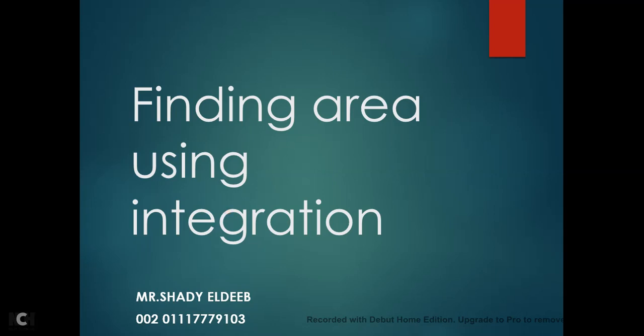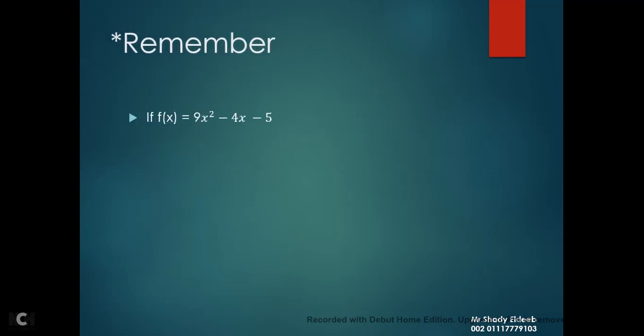I'm Mr. Shady Eldeeb, and today we are finding the area using integration. But first, we must remember how to integrate some function like that. f(x) equals 9x^2 minus 4x minus 5.